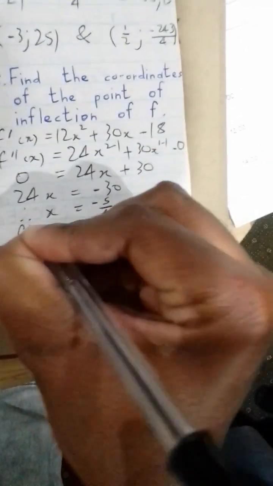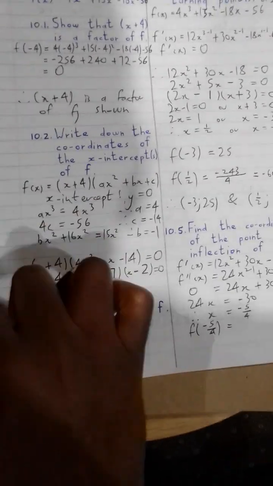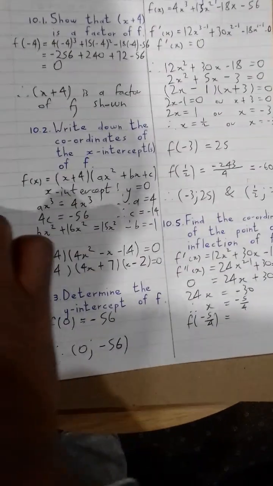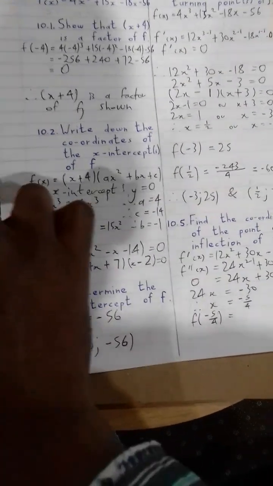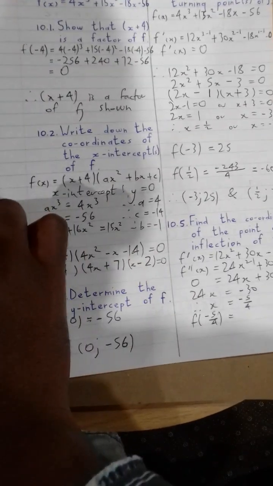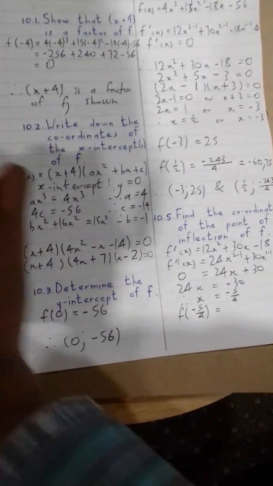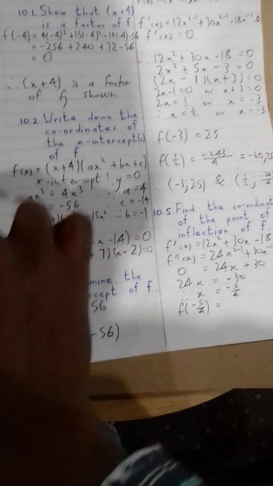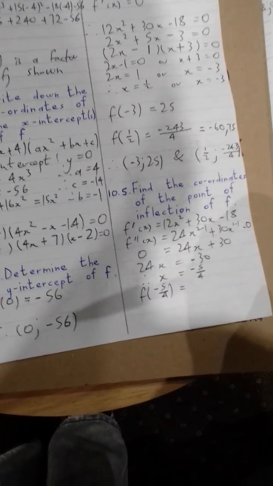Then we calculate f of negative 5 over 4. Negative 5 over 4 cubed plus 15 times negative 5 over 4 squared minus 18 times negative 5 over 4 minus 56, which is negative 143 over 8.